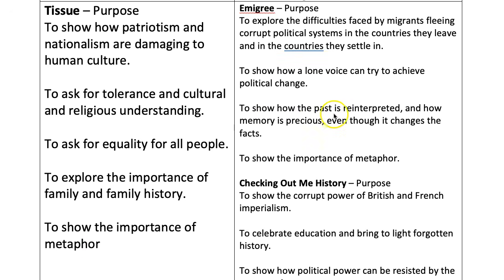It's to show how the past can be reinterpreted, looked at in a different way. And I'd argue that all the images in this poem are all a recreation of the past, trying to look at the past in a different way so that we can build a better future. Again, it is to show the importance of metaphor and the importance of memory. So lots of comparisons you can make there.